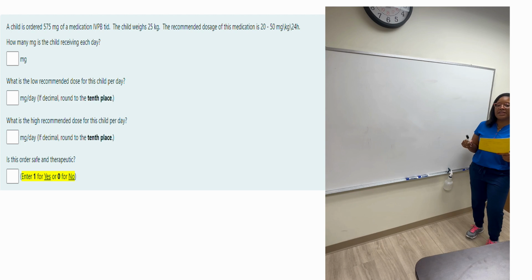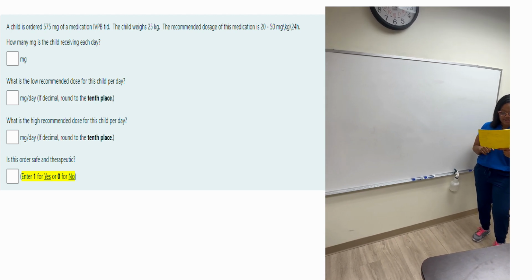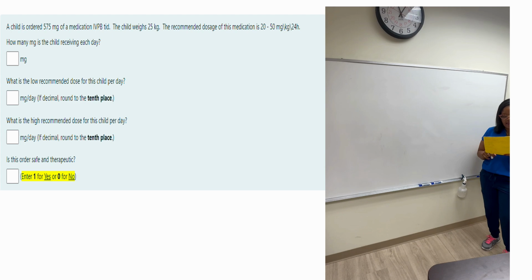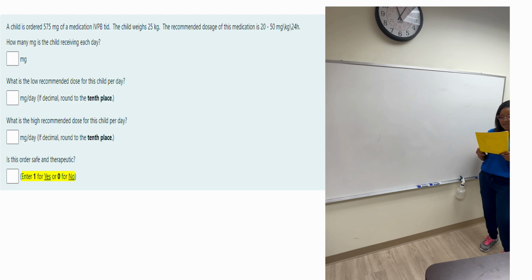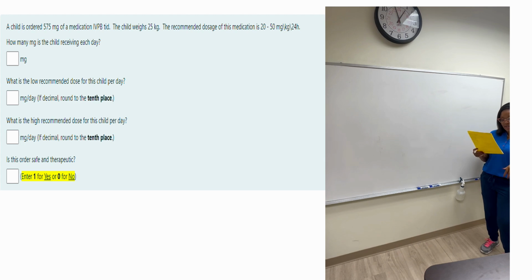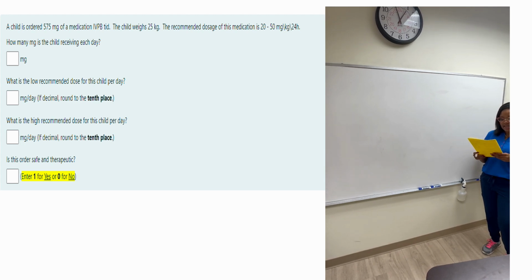All right, so the next pediatric question we'll be doing is, a child is ordered 575 mgs of a medication IV piggyback TID. The child weighs 25 kgs. The recommended dose of this medication is 20 to 50 mgs per kg every 24 hours. The first question is, how many mgs is the child receiving a day?